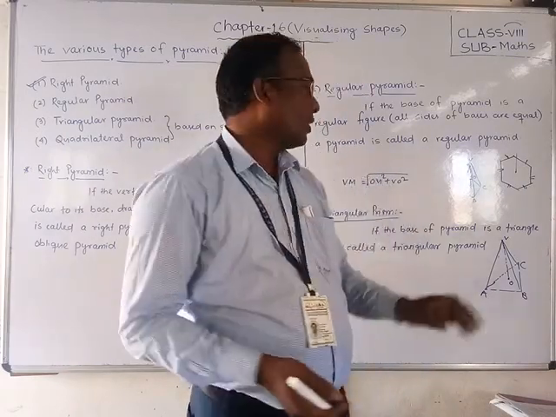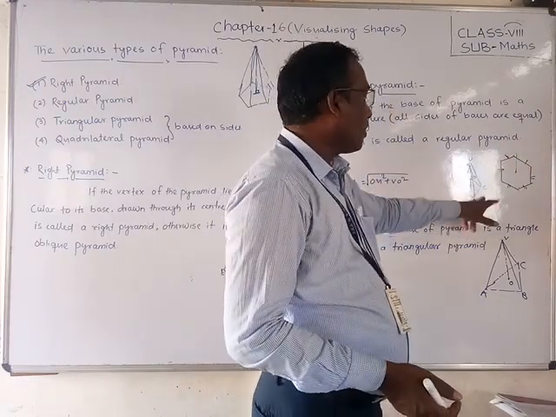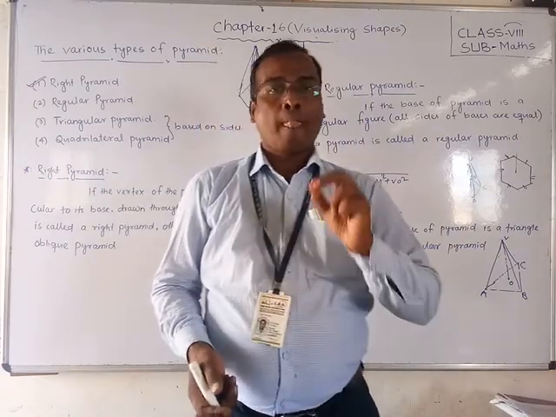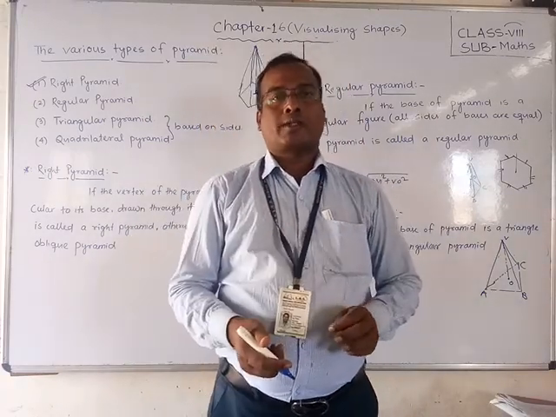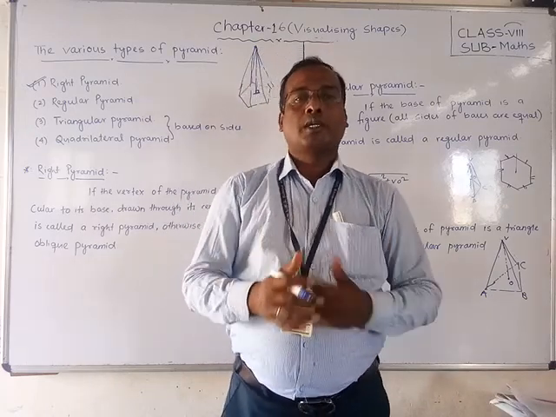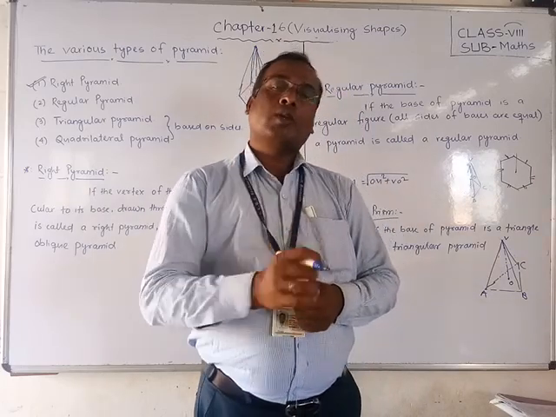Regular pyramid. Okay, so these are regular pyramids. Why should you say this is a regular pyramid? Because all the sides of the base are equal. Suppose an equilateral triangle, we will say, or a square. If the base of a pyramid is a square, what type of pyramid is that? That is a regular pyramid.